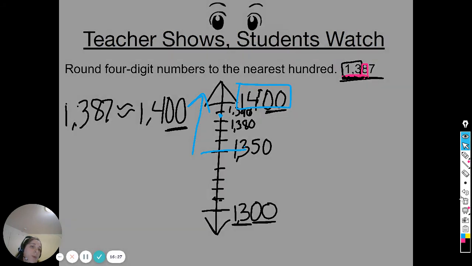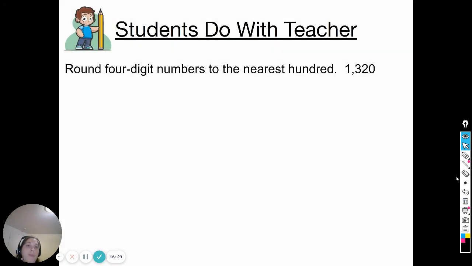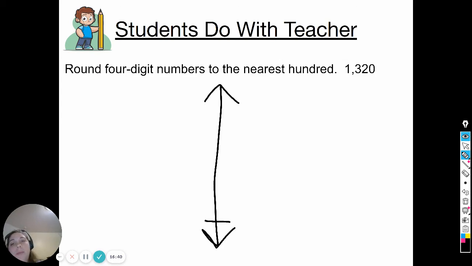Okay, go ahead and pick up your whiteboard. Let's do this one together. Now we have 1,320. So go ahead and start by drawing your vertical number line with the bottom number, top number, and halfway mark. I want you to pause the video and try to label this number line with the numbers before you watch me do it. And then check your answers with mine. And then if you need to change it, you can.